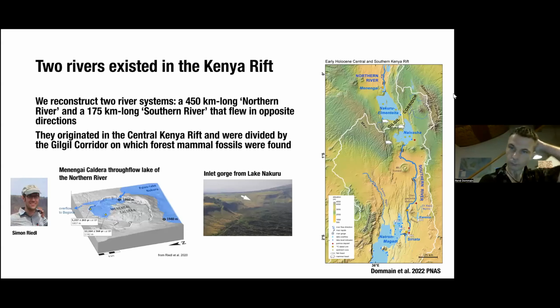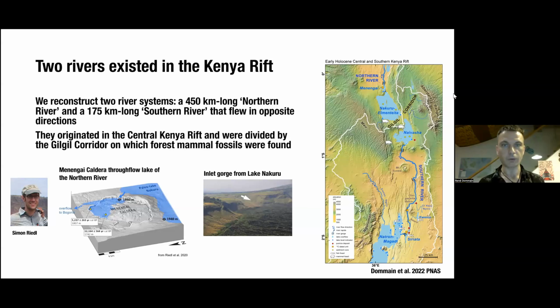So I can say right away there were two rivers in the Kenya Rift during this African humid period, starting around 12,000 years ago. On this map, you see the central and the southern Kenya Rift Valley and a number of lakes for the early Holocene. At this time, these lakes were very large, and they were flowing over their outlet levels and formed a river system which originated basically in these Kenyan highlands.